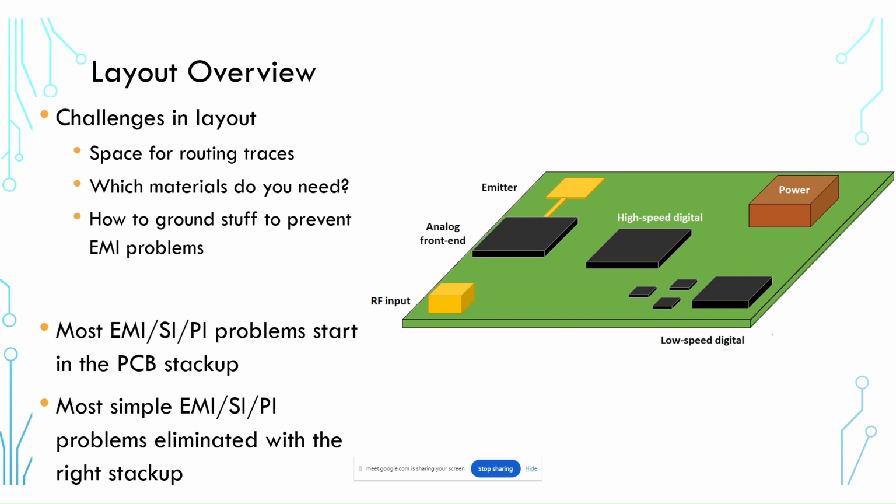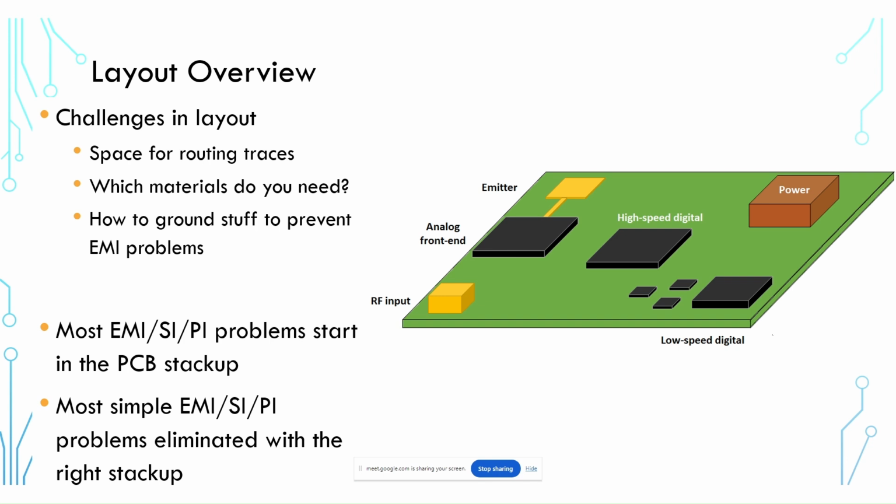You'll then have some high-speed digital component somewhere maybe in the middle of the board. That's usually your microcontroller, your microprocessor, maybe an FPGA. There's usually some other components, low-speed digital. Then you'll have a power section somewhere. And so these are all the different components that typically appear in a modern mixed signal board.